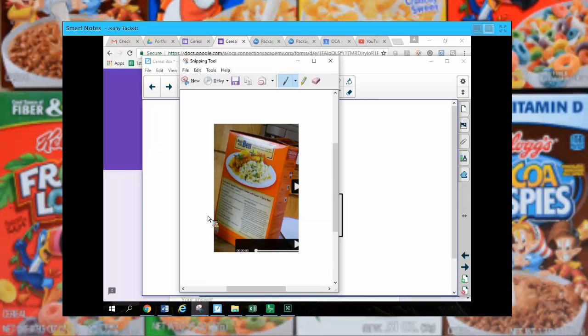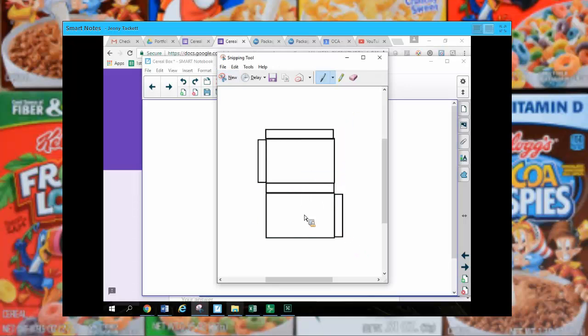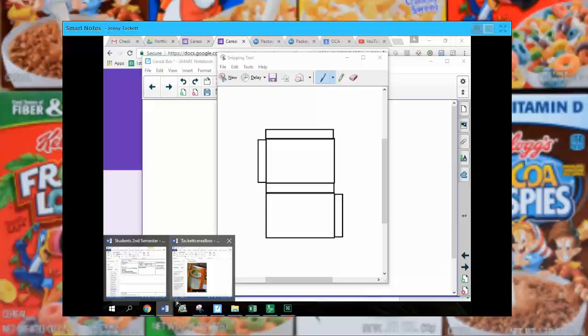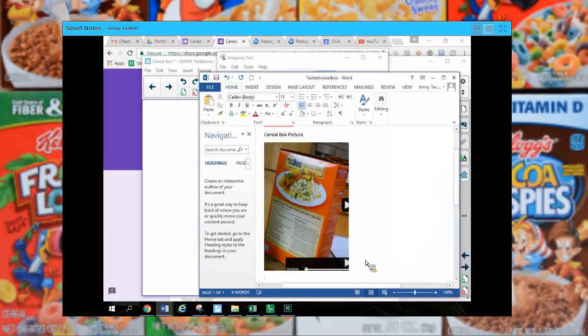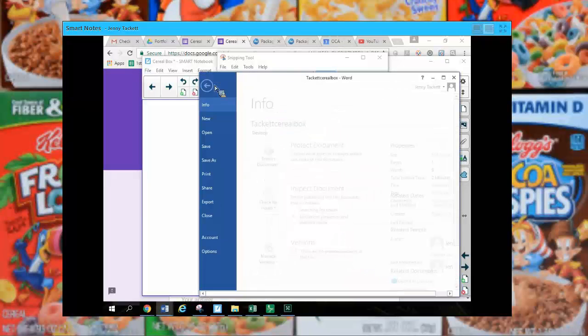I'm not worried about the extra flaps. We're just looking at the shown surface area for this project. If I was truly designing this, I would have to look at all of those flaps. So, net for my cereal box. Boom. I'm going to save this just to be safe.